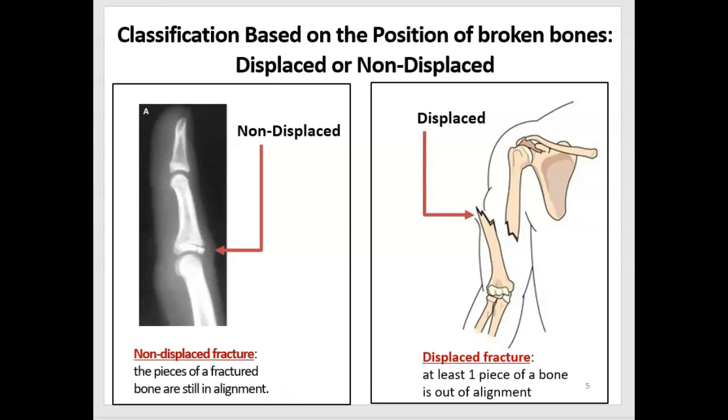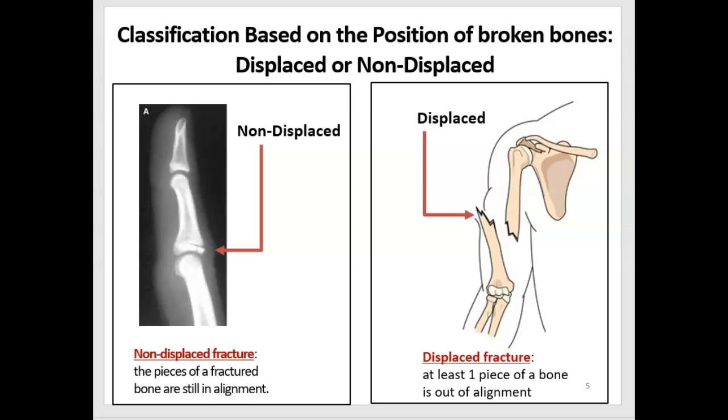Now let's talk about how we classify fractures based on what you would see in X-ray, looking at the position of the broken bone. So we use the terms displaced or non-displaced to describe the fracture. The same picture that we looked at before of the finger break is non-displaced. The pieces of the fractured bone are still in alignment. That's good for repair. But the picture on the right is a displaced fracture.